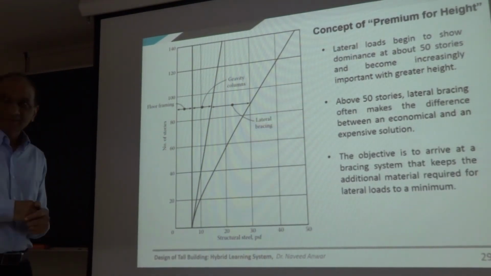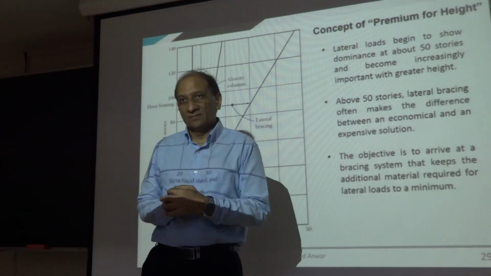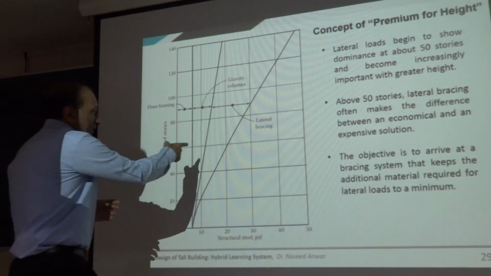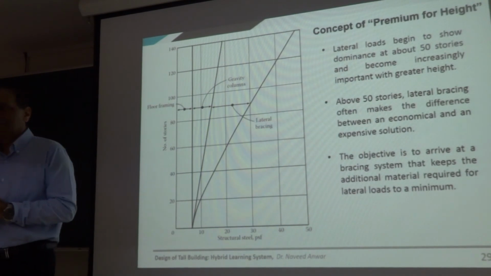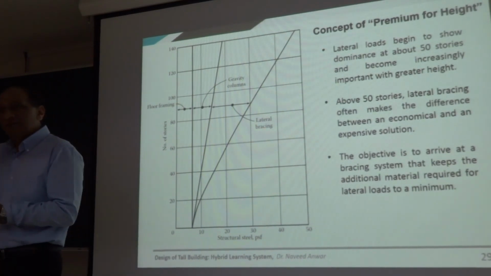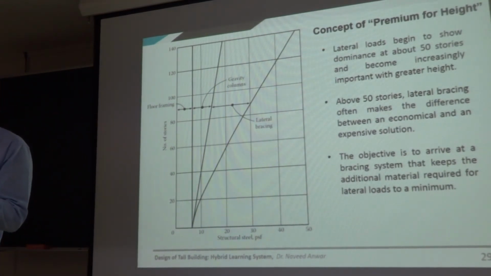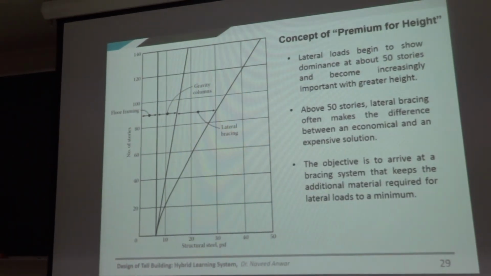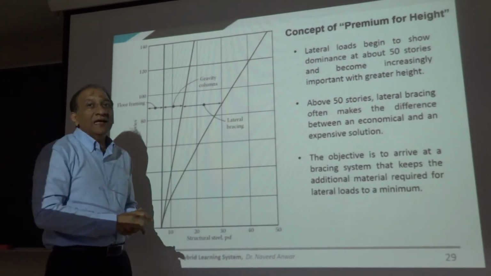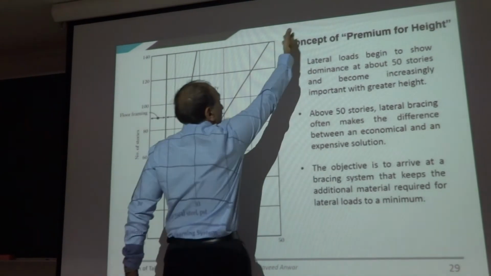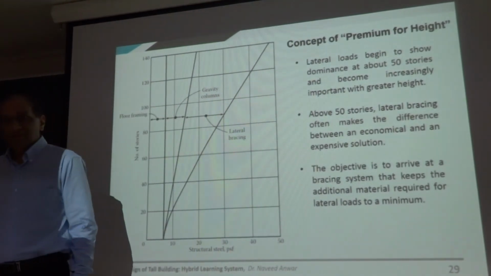Why is that? This is only for wind. Earthquake will be even worse. First of all, why is this like this? The equation of the wind pressure is velocity squared, I think, right? And velocity is increasing as you go up. So when the velocity is increasing, pressure is increasing by velocity squared. So definitely the forces are increasing, not in a straight line, but going like this. So if the forces are increasing like this, your lateral system will have to be increased like that. So that means after some time, this curve will just become too much to handle, right?